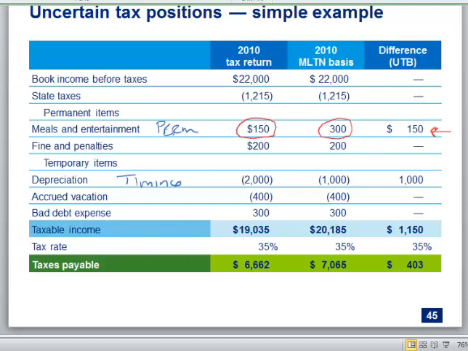So we have a permanent item, which is if I get audited and they say, oh, you should have added it back more, I have to permanently pay more tax. With depreciation, if I deducted $2,000 and the taxing authorities say, I think you overdid it, I'll just get that extra later, right? So it's a now versus then sort of thing, as opposed to an ever versus never.